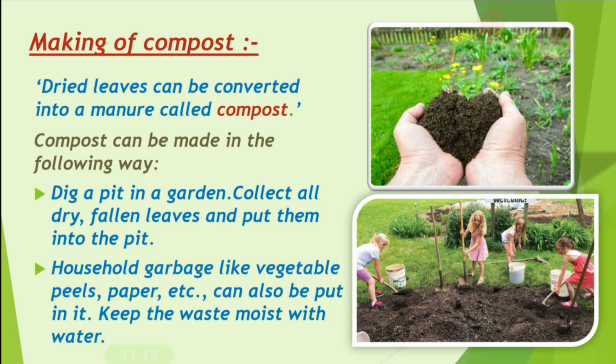So let's start reading the different steps of making compost. First, dig a pit in a garden, collect all dry fallen leaves and put them into the pit. Household garbage like vegetable peels, paper, etc. can also be put in it. Keep the waste moist with water.